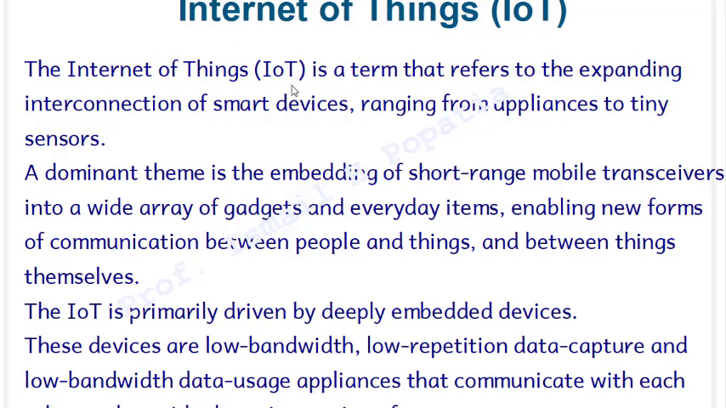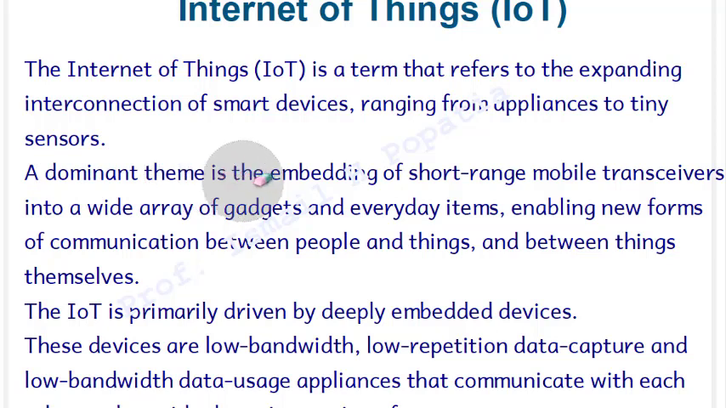So IoT, the Internet of Things, is a term which refers to the expanding interconnections of smart devices ranging from appliances to tiny sensors. IoT consists of a large number of devices, and they may range from very tiny sensors to big appliances.